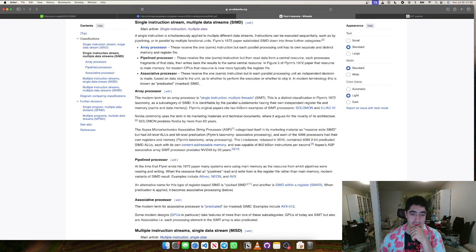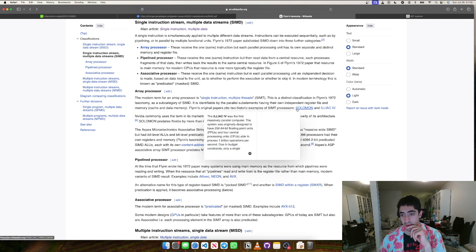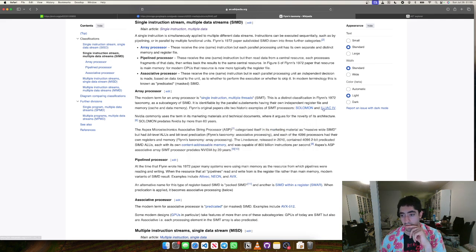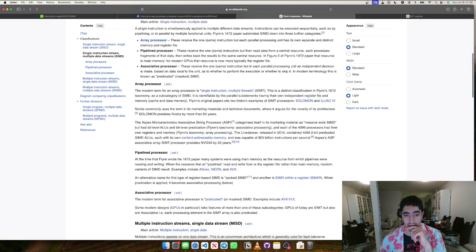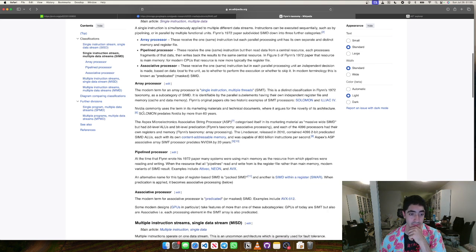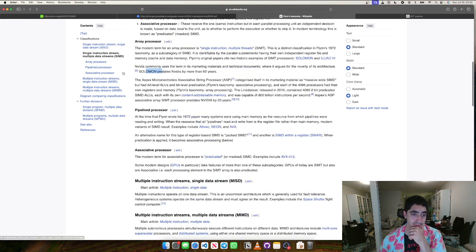As a subcategory of SIMD, it is identifiable by the parallel subelements having their own independent register file and memory, cache and data memory. Flynn's original paper cites two historic examples of SIMT processors, Solomon and ILLIAC IV. NVIDIA commonly uses the term in its main marketing materials and technical documents where it argues for the novelty of its architecture. Solomon predates NVIDIA by more than 60 years. Alright, they just told NVIDIA to pipe down.